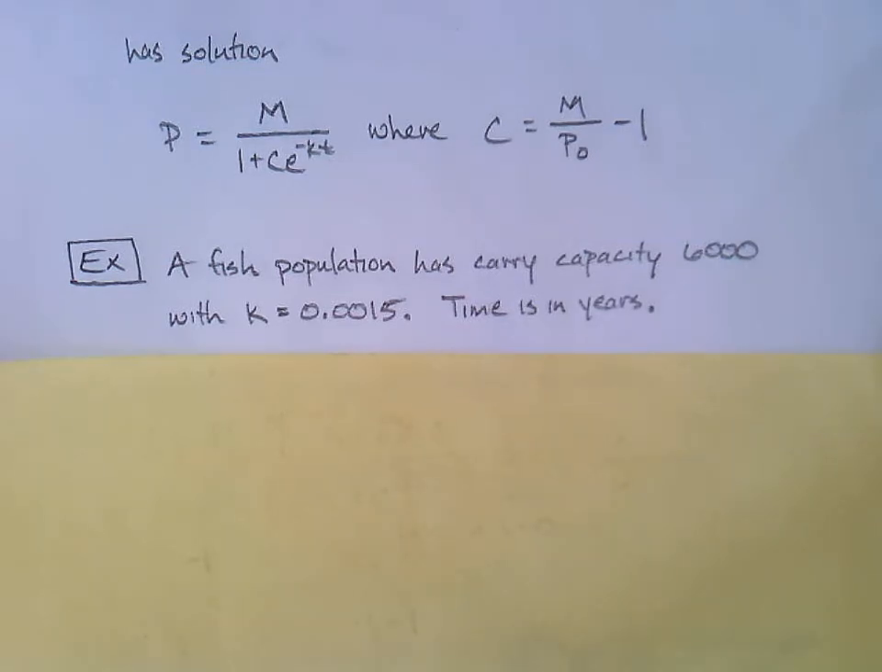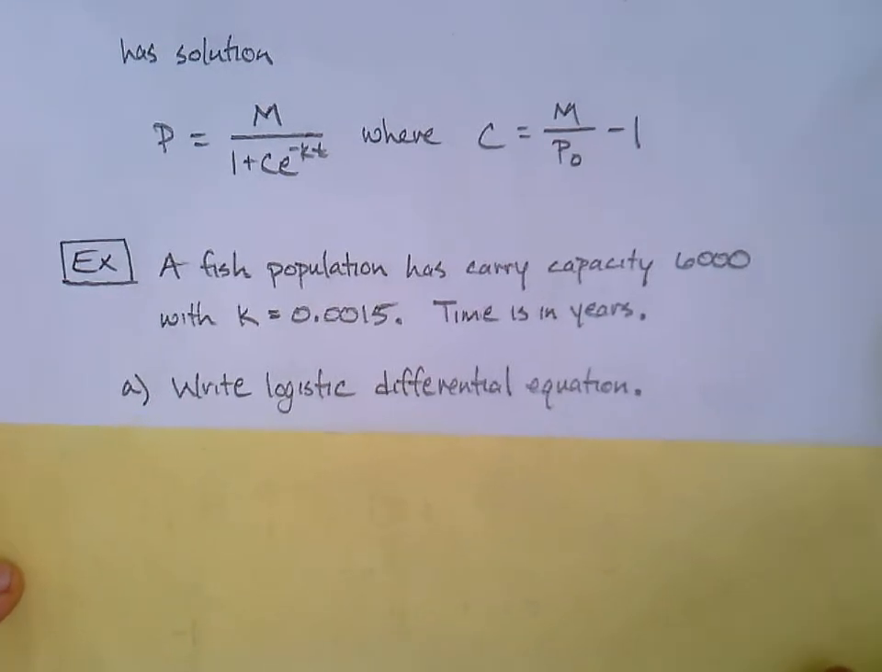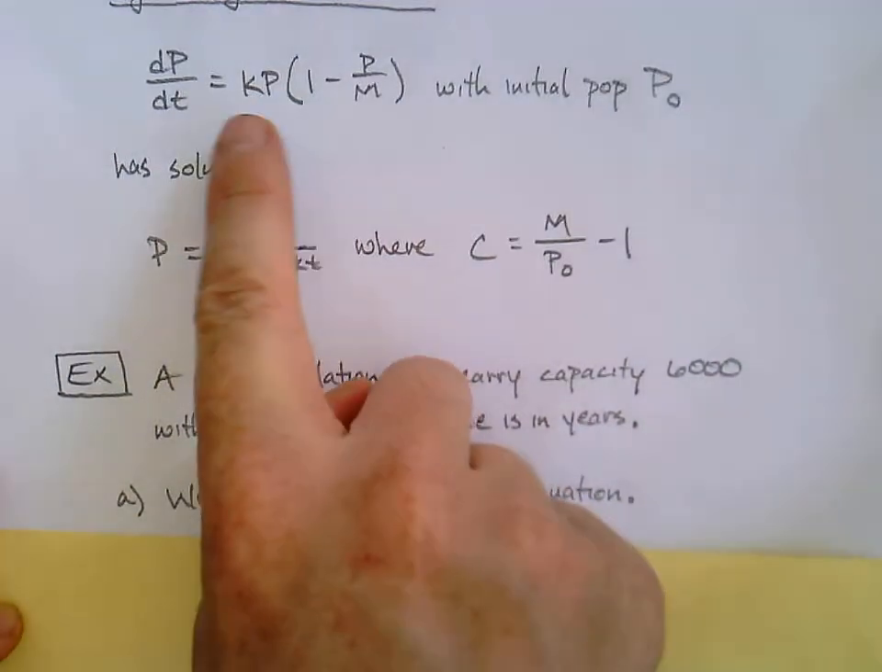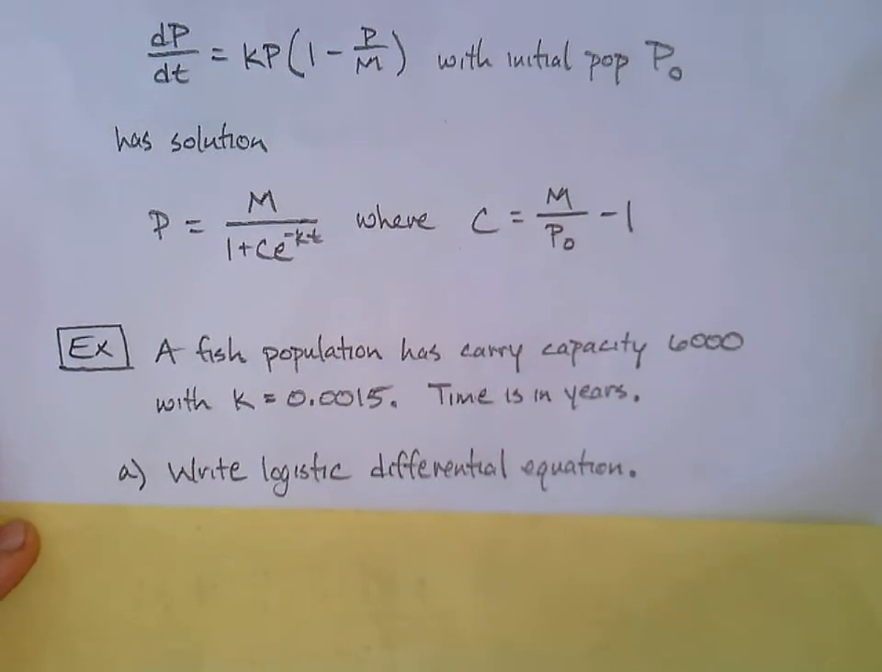It says a fish population has a carrying capacity of 6,000 with K equals 0.0015. So they would have found that K just from maybe collecting data. And they tell us that time is in years. And so the first thing they asked us to do is write the logistic differential equation. Well, okay, all you want me to do is write the differential equation for this one. Yep, just write it. Just fill in all the different pieces.